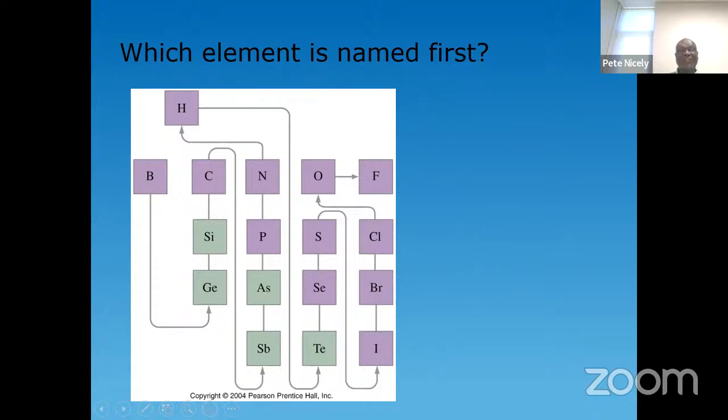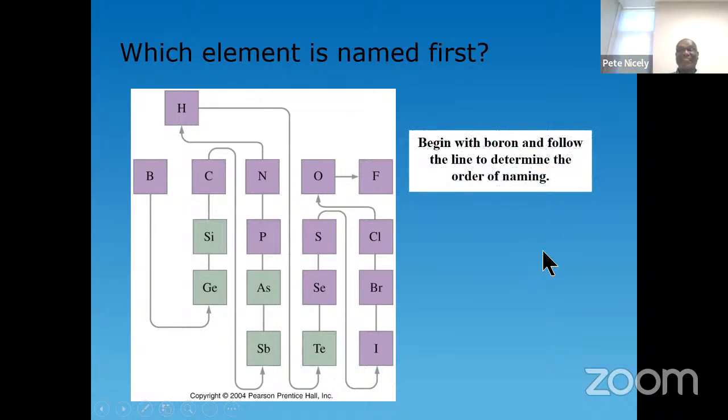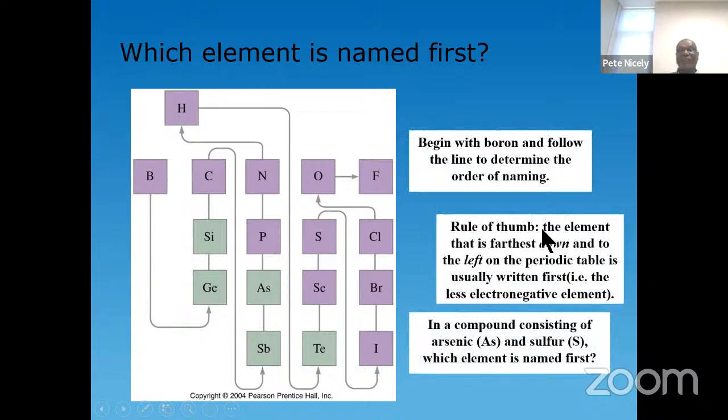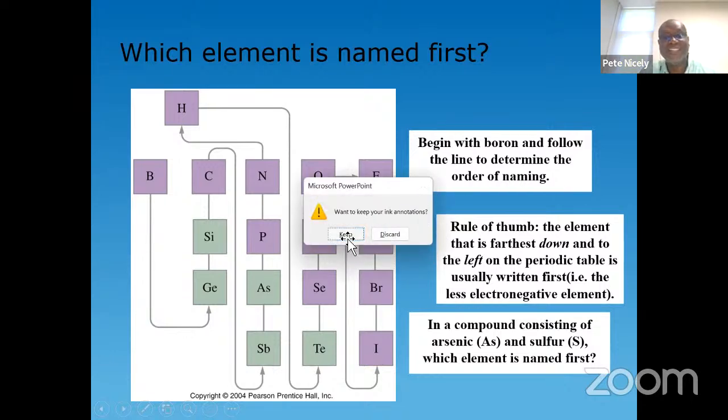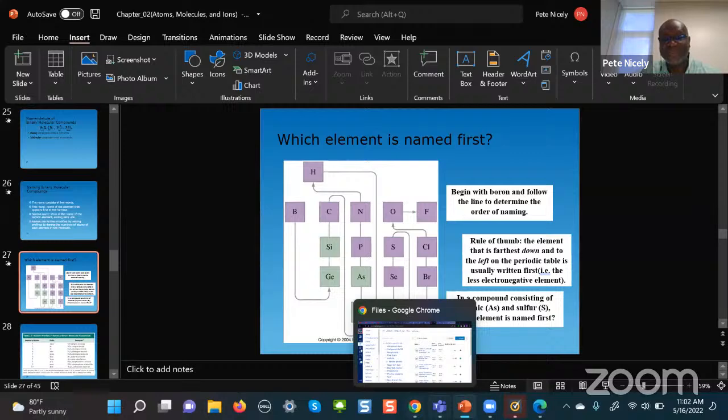What you could do, which I don't think you'd want to do, is memorize this table, which gives you the order of the different elements as to which one is named first. A better way is to obey this rule of thumb: the element that is furthest down and to the left in the periodic table is usually written first. In other words, the less electronegative element. That brings me to the table that I've posted in Canvas, because one page of that table, let me see if I can find it.